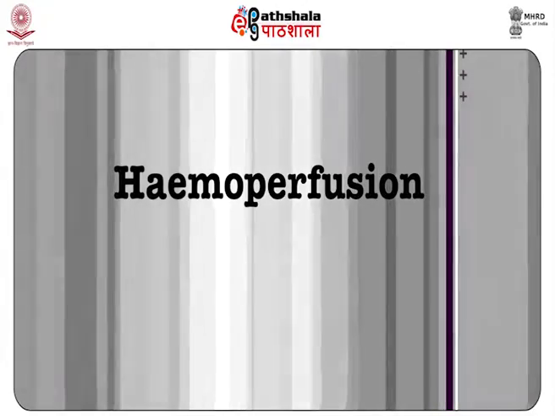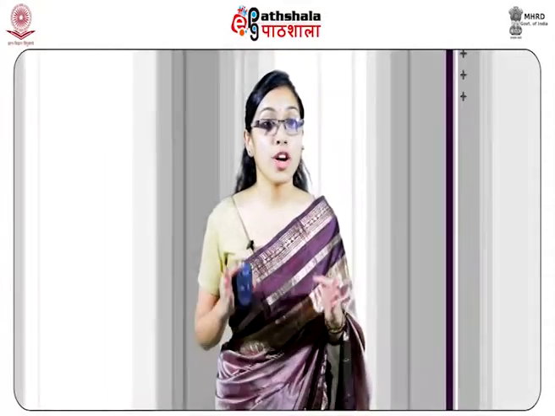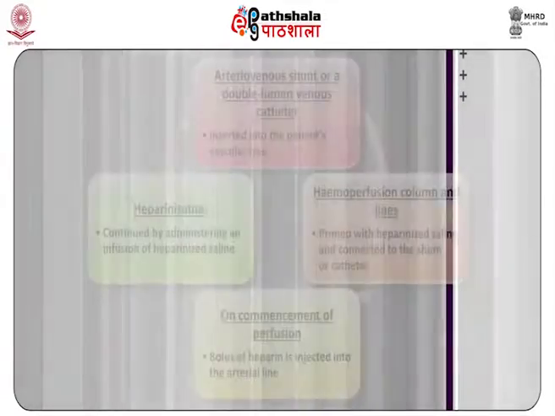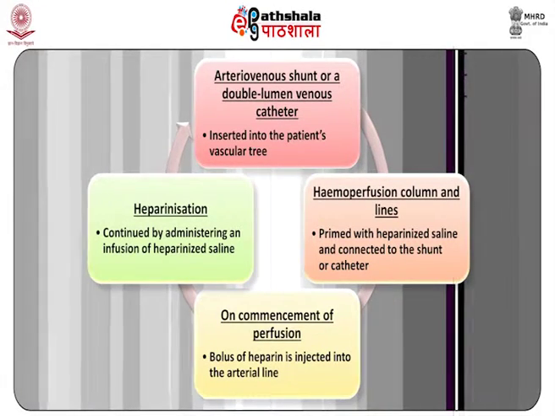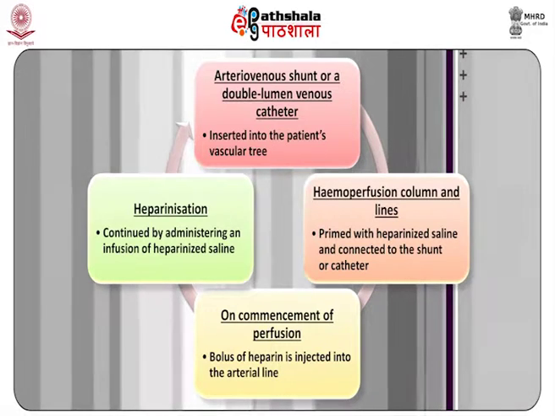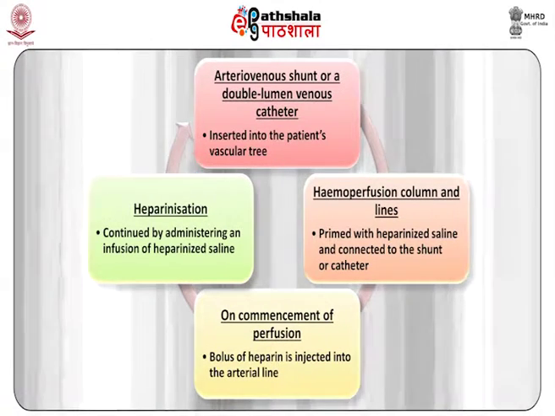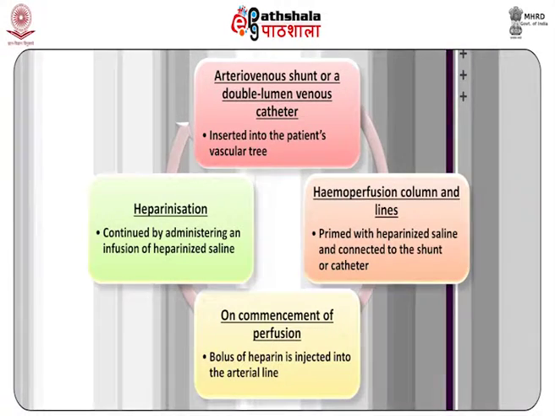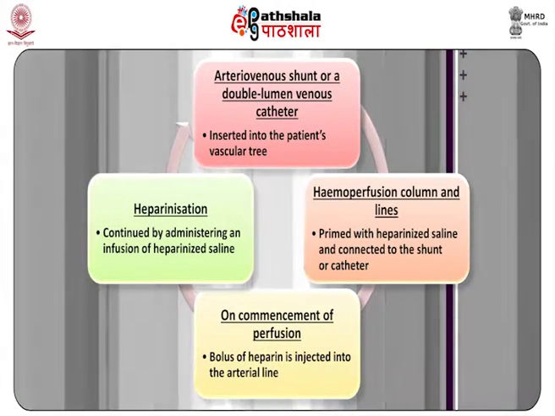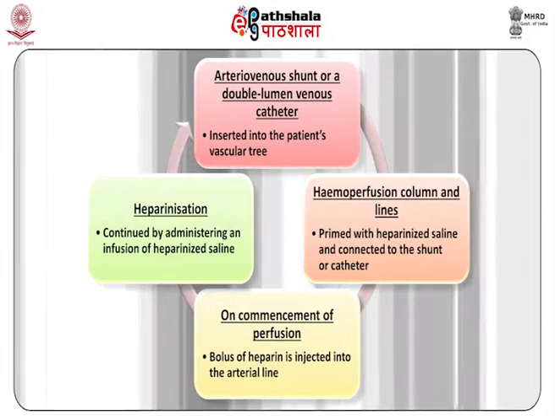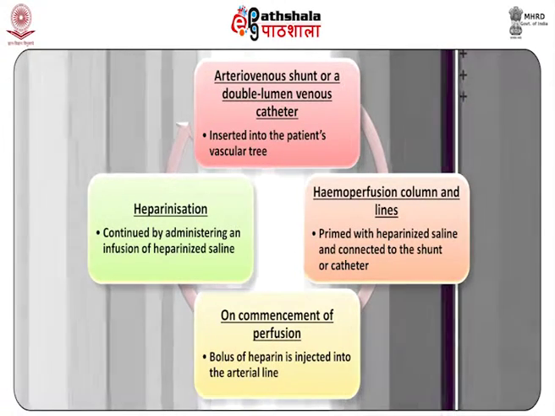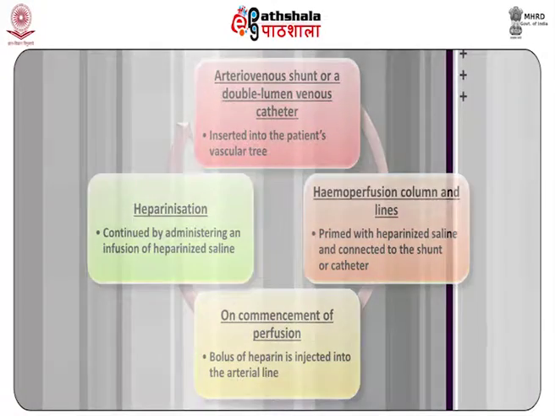Next is hemoperfusion. This is a technique that is progressively becoming popular since it is capable of removing many of the toxins that are not removed well by hemodialysis. An arteriovenous shunt or a double lumen venous catheter is inserted into the patient's vascular tree. The hemoperfusion column and lines are primed with heparinized saline and connected to the shunt or catheter. On commencement of perfusion, a bolus of heparin is injected into the arterial line and heparinization is continued by administering an infusion of the heparinized saline.